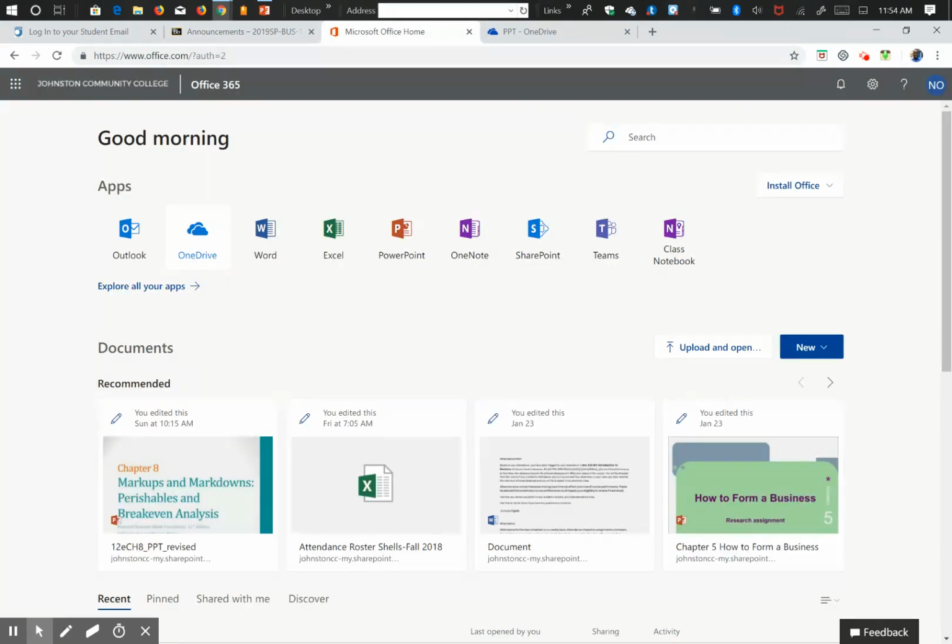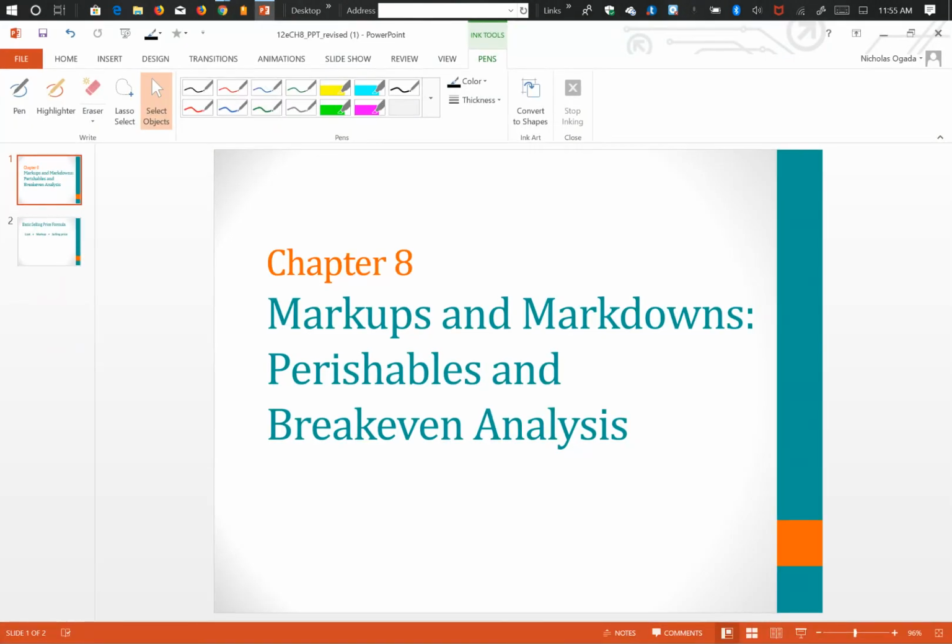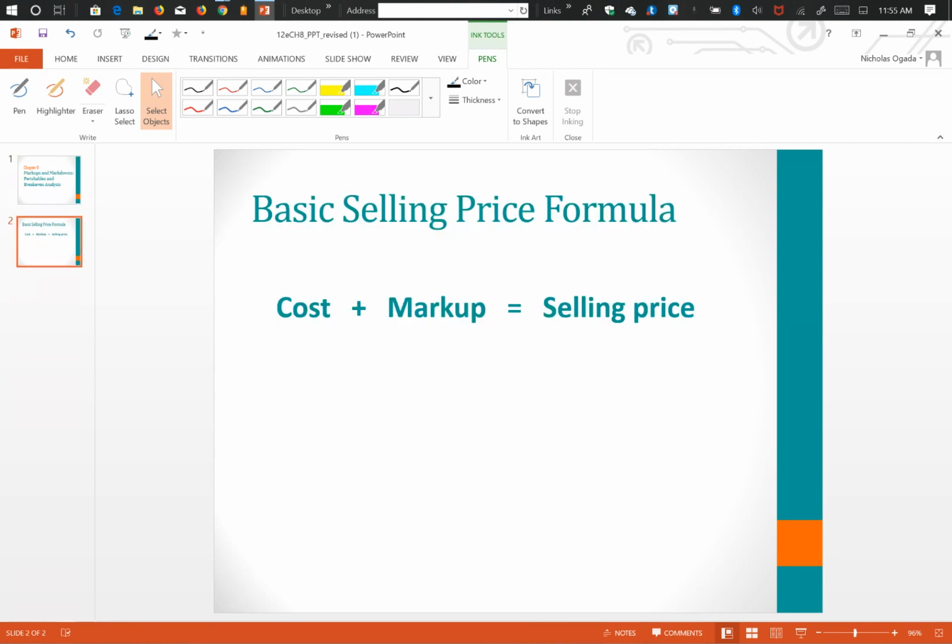I want to give you a quick overview of what we discussed in chapter 8. In chapter 8, we looked at markups, markdowns, perishables, and break-even analysis. This chapter sums up into one thing: most of the problems in this chapter can be solved using our basic selling price formula, and that is selling price is equal to cost plus markup.